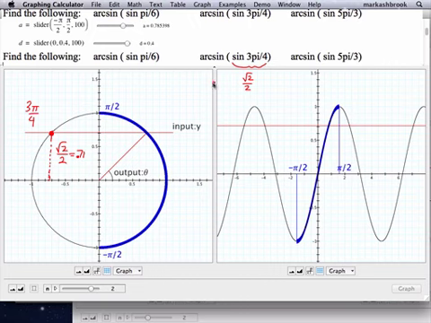So, arcsine of that. Now what's our input? Our input is vertical height in radius lengths, and the output of arcsine is an angle, swept counterclockwise from 3 o'clock. Is it 3 pi over 4? No, what is it? It's pi over 4, because the output of sine inverse is in this range, negative pi over 2 to pi over 2.